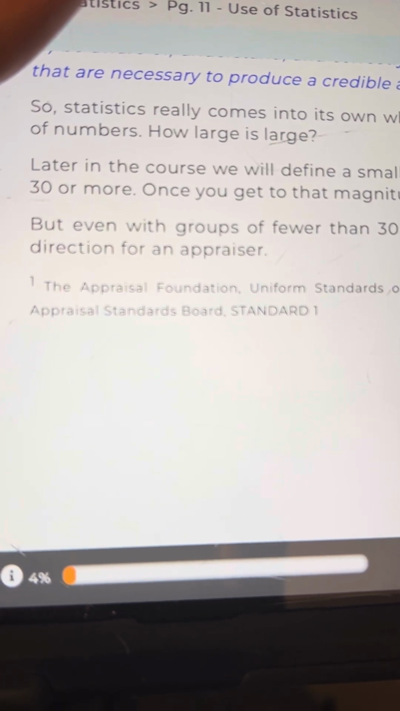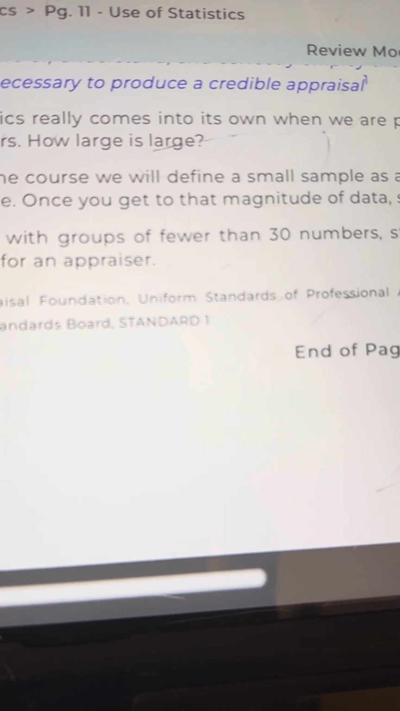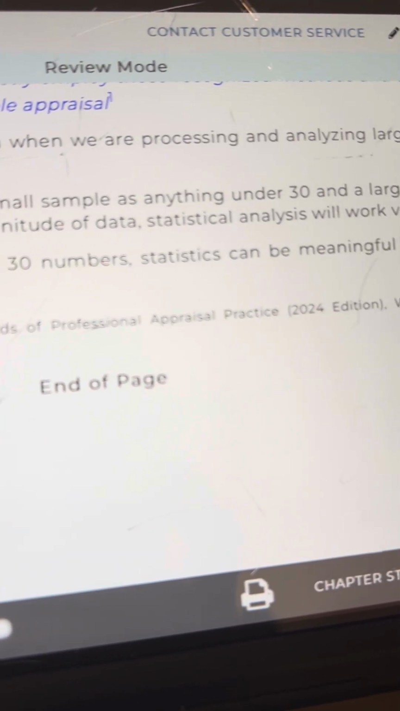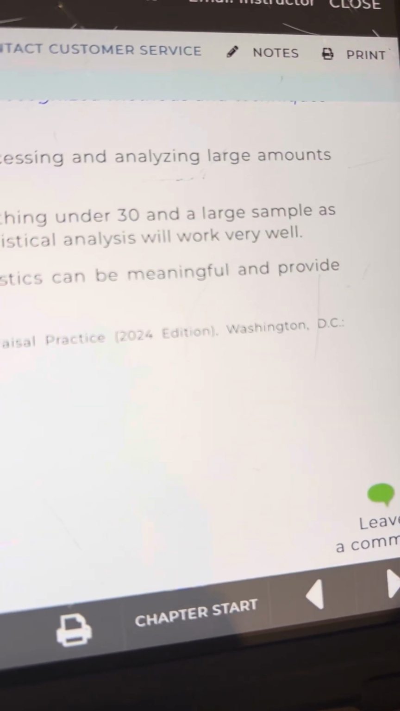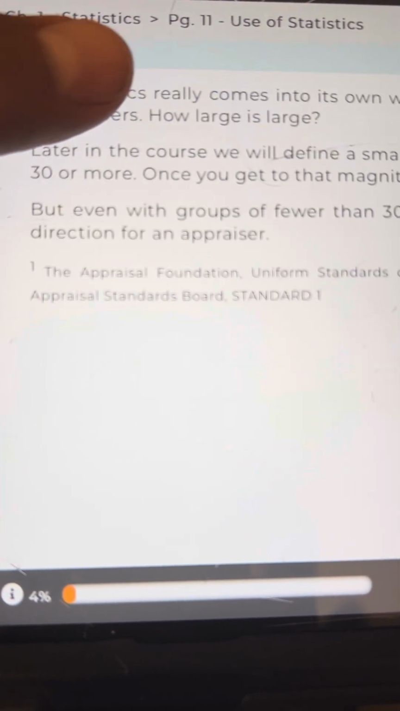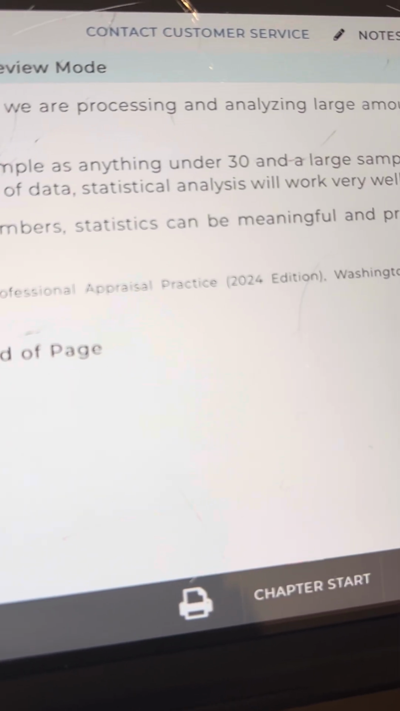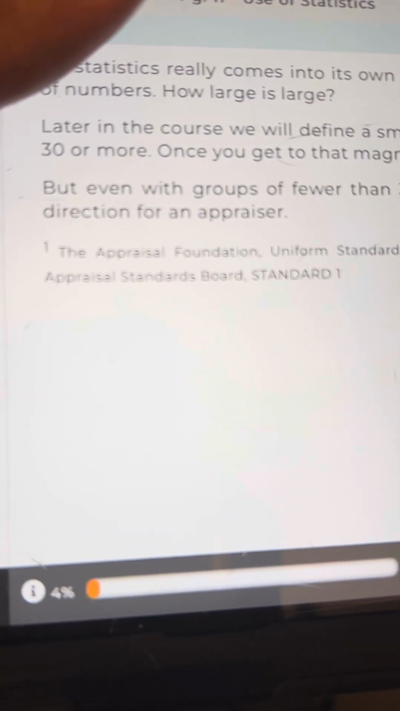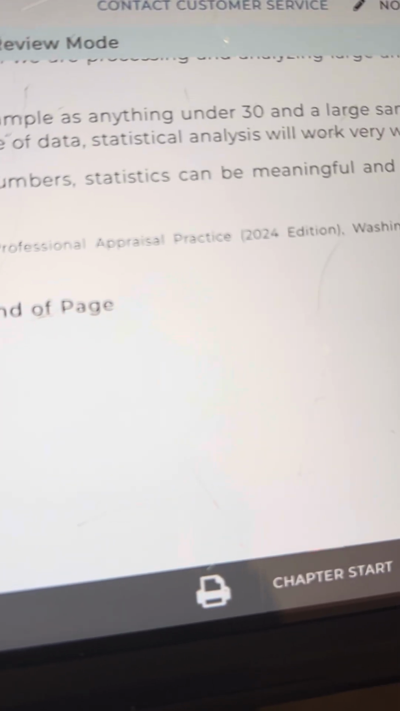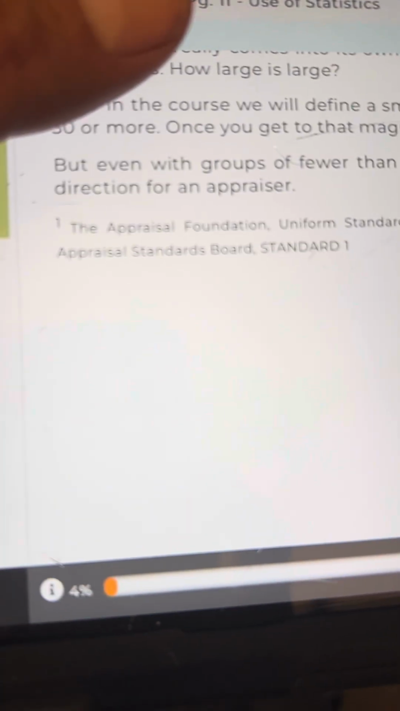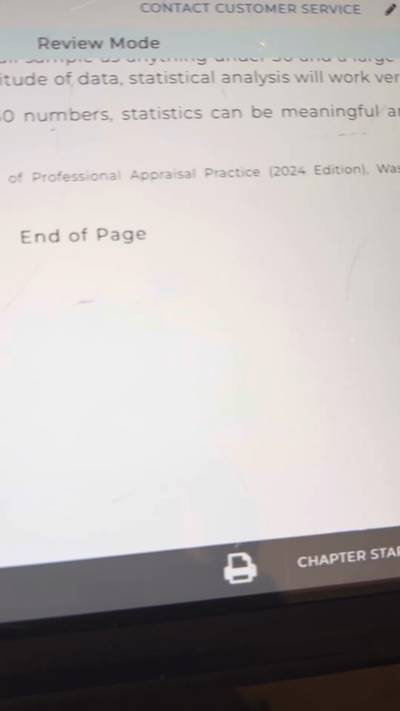How large is large? Later in the course, we will define a small sample as anything under 30 and a large sample as 30 or more. Once you get to that magnitude of data, statistical analysis will work very well. But even with groups of fewer than 30 numbers, statistics can be meaningful and provide direction for an appraiser. End of page.